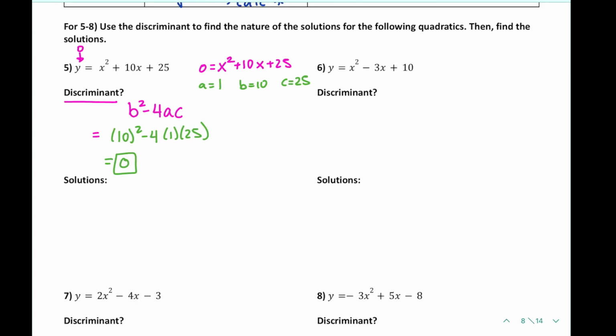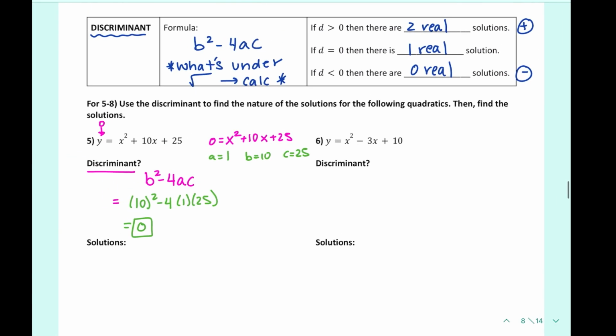So the last thing we need to do with the discriminant is say what type of solutions we're going to have. And again, that is based off of the table up here. So if the discriminant equals 0, we have one real solution. I'm going to write that. So again, I'm going to look for the discriminant and then the conclusion based off that discriminant.